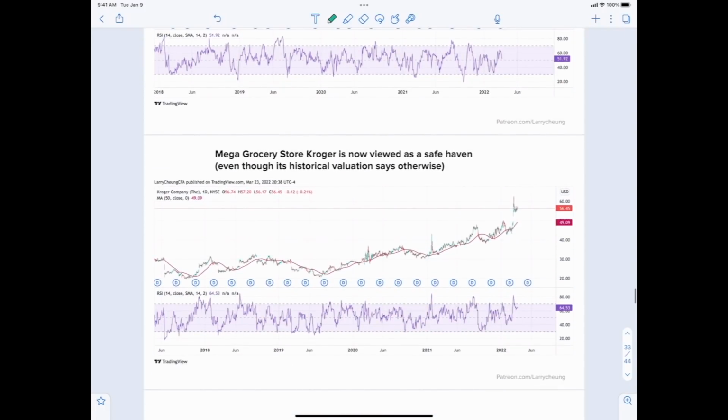And you're seeing mega grocery store Kroger now being viewed as a safe haven. I would urge our viewers not to chase names like Kroger because even though the performance has been very strong over the last several months, its historical valuation is very expensive.